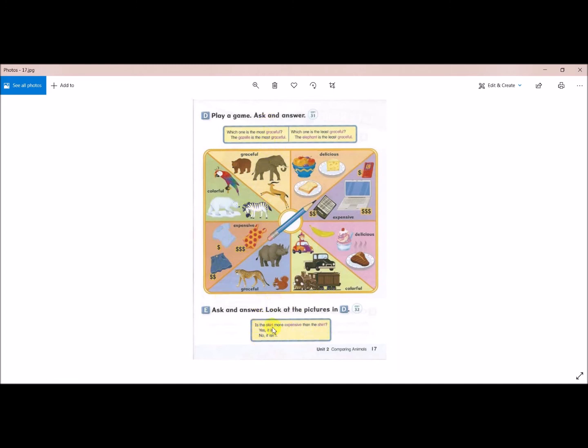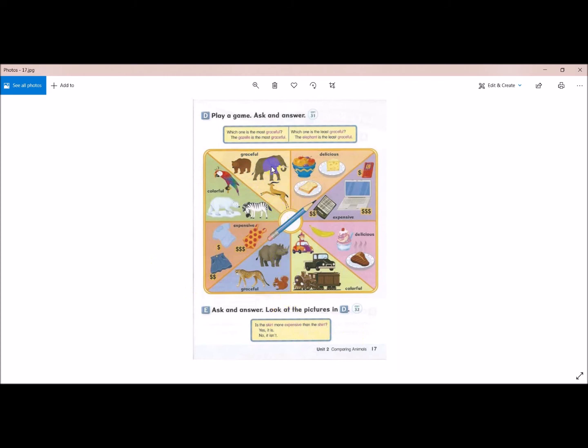We change this. We're going to change the adjective here, and change the noun here. Is the gazelle more graceful than what? More graceful than the elephant? Yes or no? Yes.